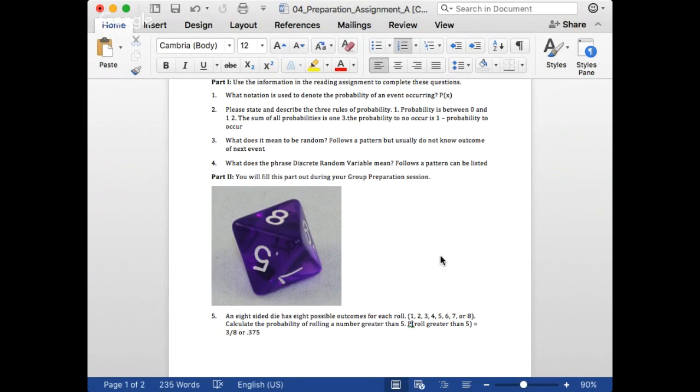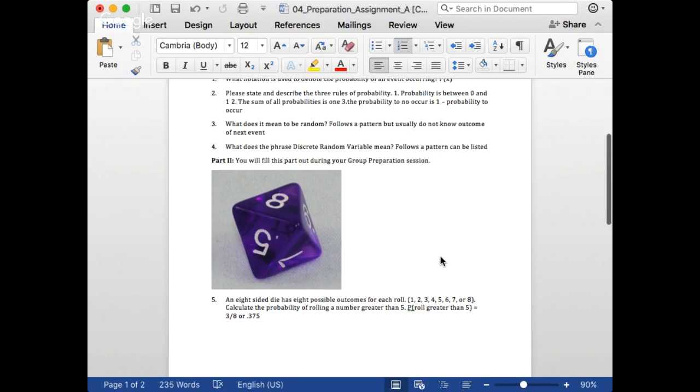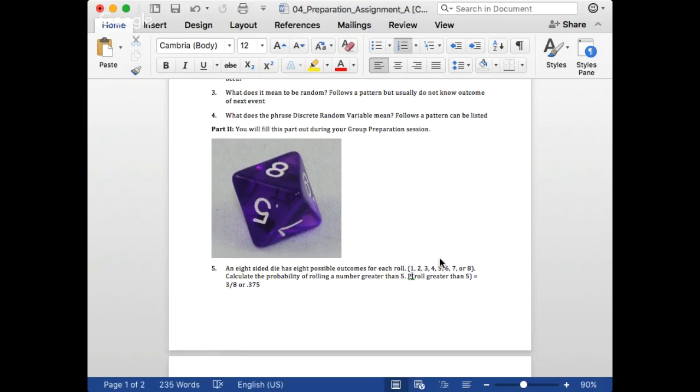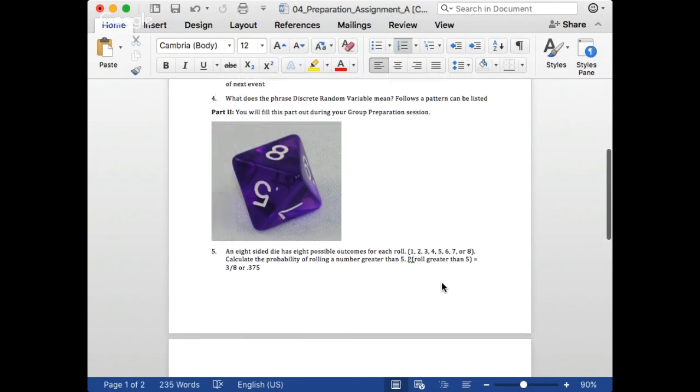So part 2 is fairly simple. The first 2 questions are based on the die. Question 5: an 8-sided die has 8 possible outcomes for each roll. Calculate the probability of rolling a number greater than 5. Any questions on this? I think it's fairly straightforward. Pretty easy. Yeah, super simple.